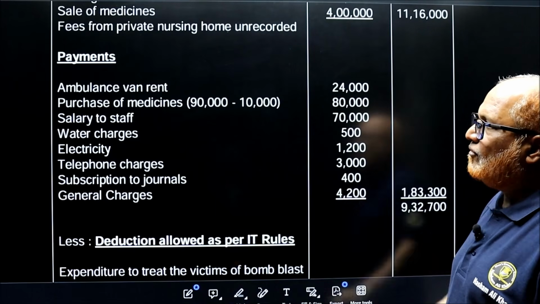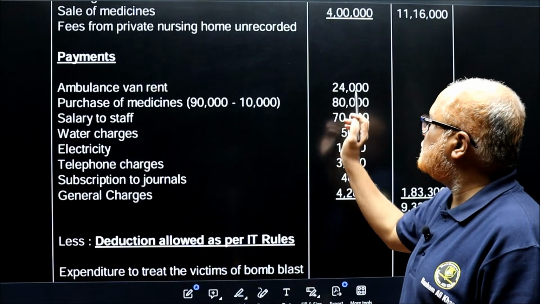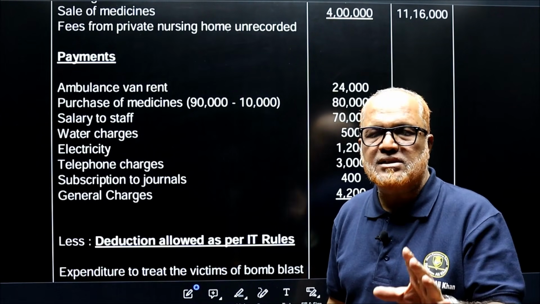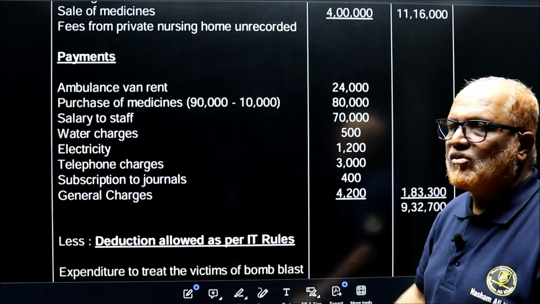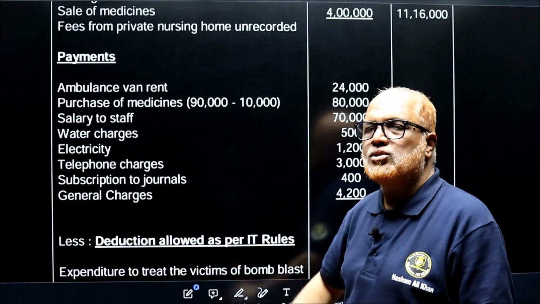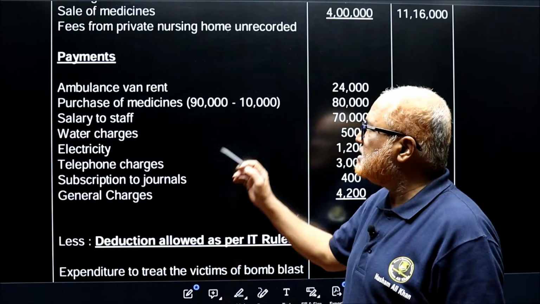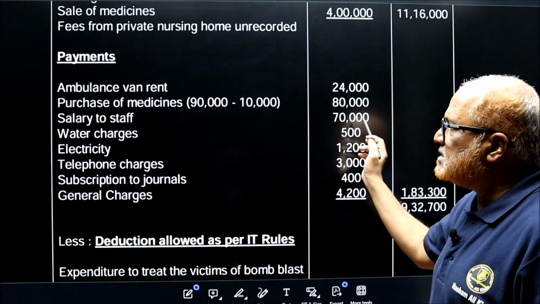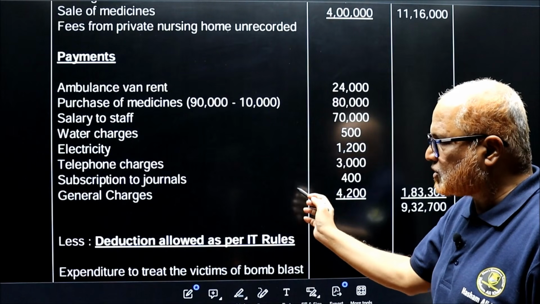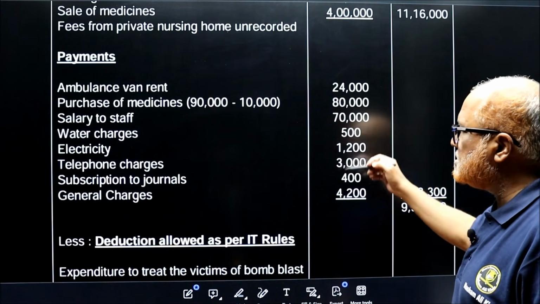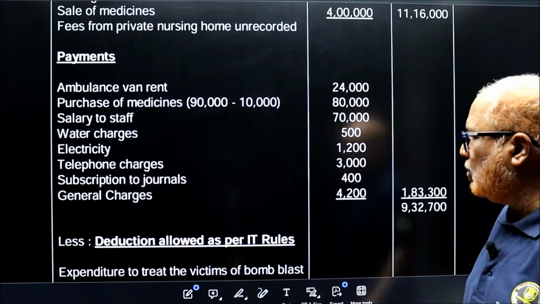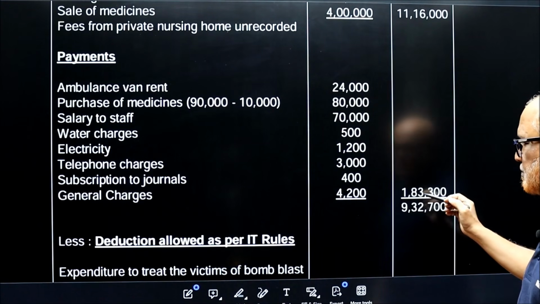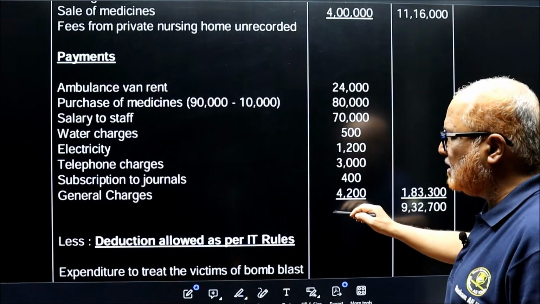Now payments. Ambulance van rent, that is paid 24,000, allowed. Some van rent due is also there. We are not allowing because the SSC is following cash system of accounting. Purchase of medicines. On the payment side, 90,000 medicines were purchased, but stock of medicine is 10,000. So 80,000 medicines are used. Salary staff, water charges, electricity, telephone charges, subscription to general charges. All these are the professional expenses allowed. Total 1,83,300. So professional income minus professional expenses, 9,32,700 is the income.